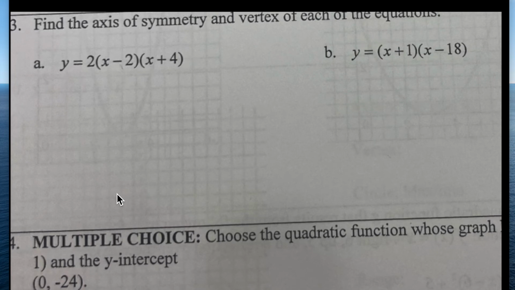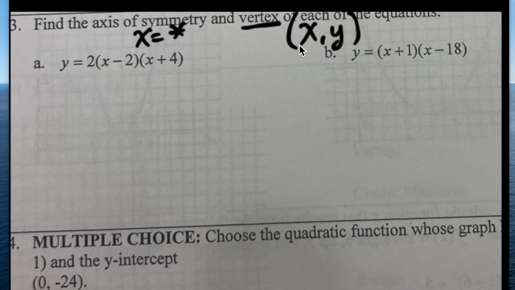Okay, let's now move on to number 3, and you're asked to do the same thing with these two problems or equations. Find the axis of symmetry, so we know that's going to be x equals something, let's call it an asterisk, and find the coordinate of the vertex. And that coordinate of the vertex is going to be x comma y, and the x value is going to be the same as the x value of the axis of symmetry. All right, so let me replace this with the asterisk. Okay, and recall that negative b over 2a equals the x value of the vertex. Let's call it the asterisk.